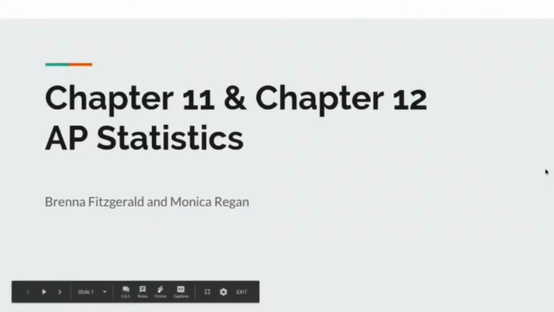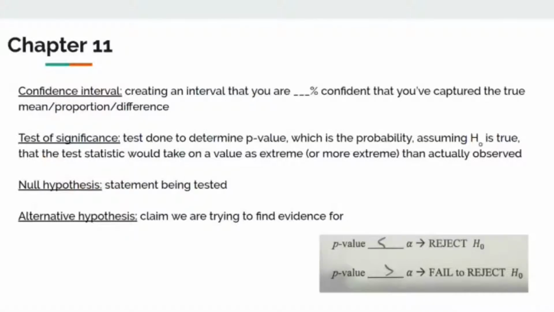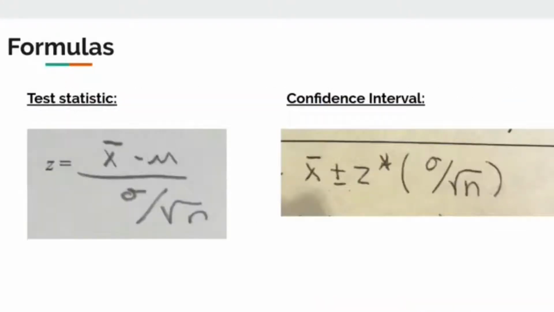Talk about Chapter 11 and Chapter 12. So in Chapter 11 is when we first learned what a confidence interval is, which is creating an interval that you are some number % confident that you've captured the true mean, proportion, or difference. The formula for a confidence interval is x bar plus or minus z star times the standard deviation over the square root of n, and n is your sample size.